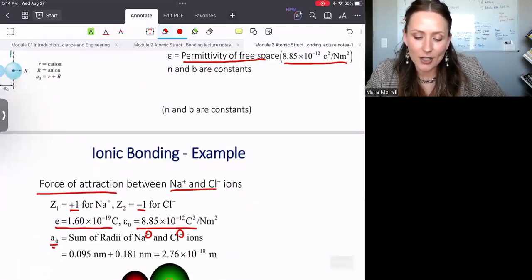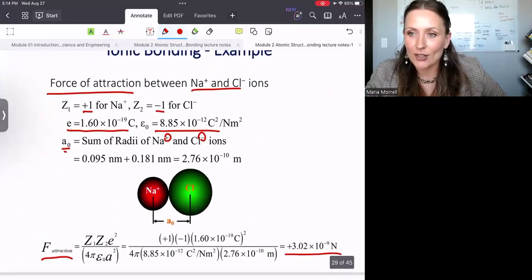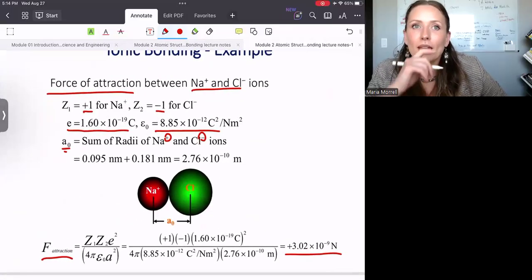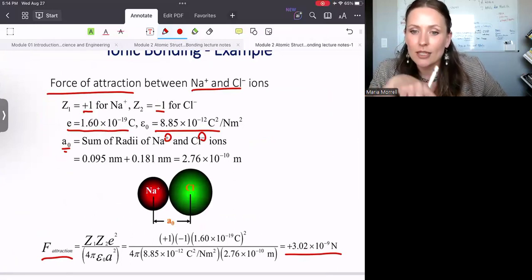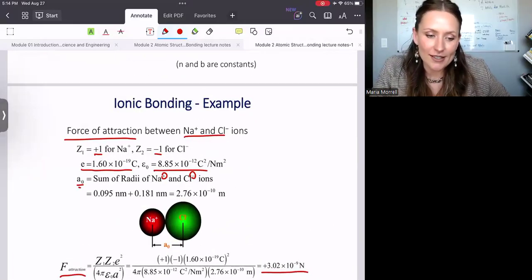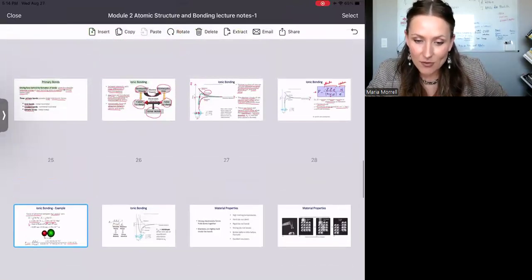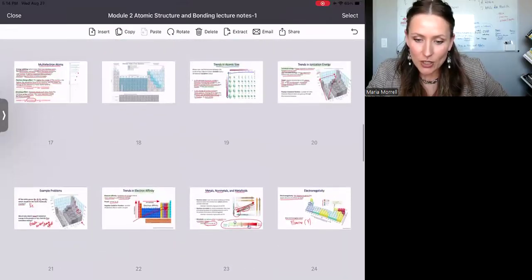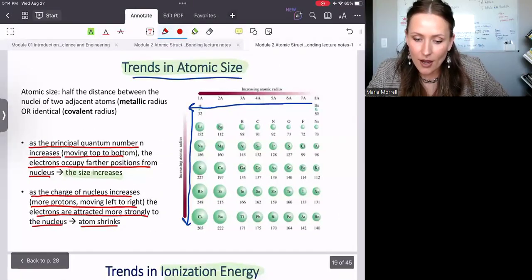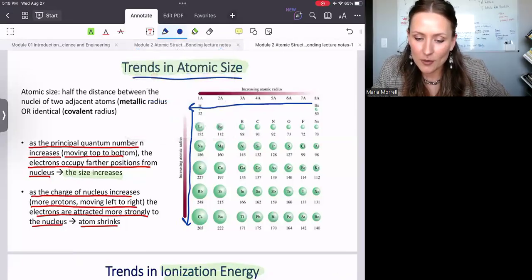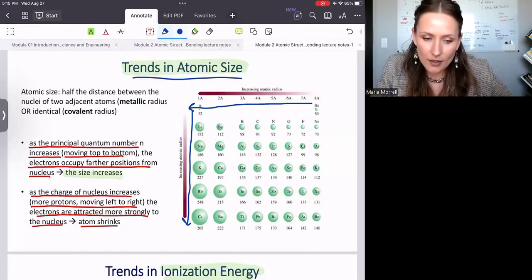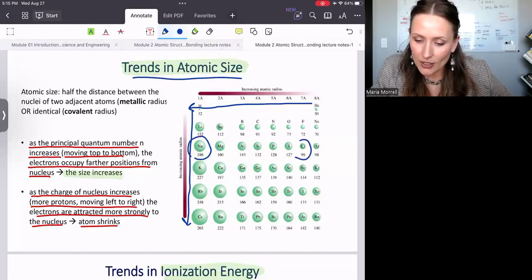I have to ask it. Okay, so sodium and chlorine, right? Sodium is tiny here, and chlorine is big, right? And since we just learned the trends in atomic size, I want you to look at here. I'm going to switch the color. I want you to look at the sodium, okay? Sodium right here, and here's your chlorine.